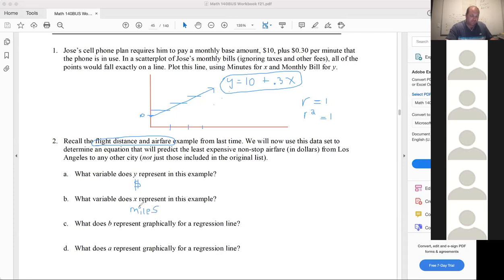So let's calculate the best fit line. How do I do that? What is the best fit line? Y equals mx plus b. Okay, so what is the m and the b?